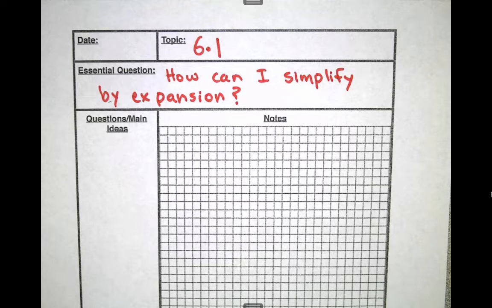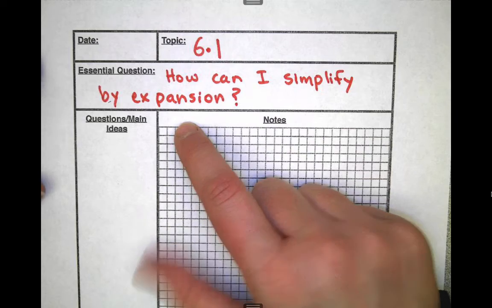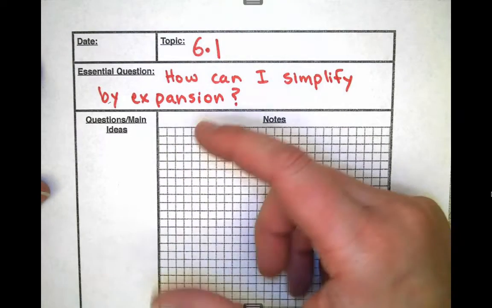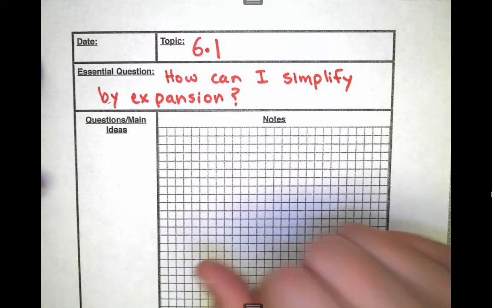Hey guys, we are going to do another 6.1 video today, and the purpose of this video is to practice what you watched in the last one, which is how can I simplify by expansion. So simplifying is kind of interesting when you're doing it by expansion. You take something small, you make it big, and then you make it small again. It's kind of a weird process.